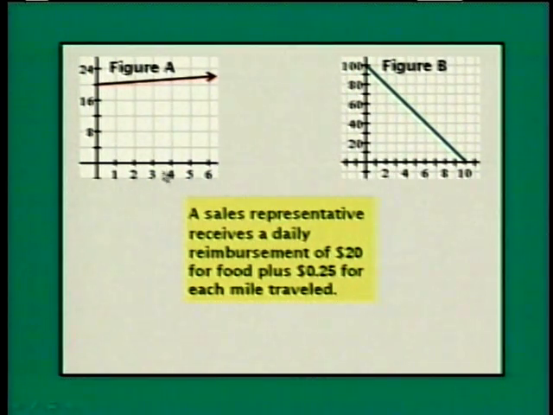Let's look on the graph. Does it seem reasonable that if the employee travels 4 miles, the employee's daily reimbursement would be $21? That seems reasonable on this graph.